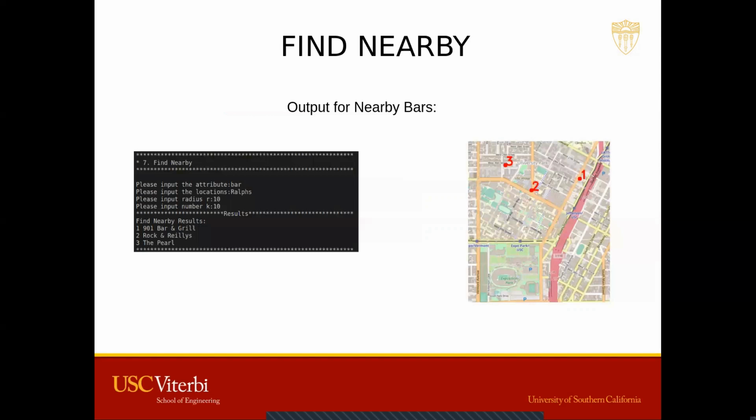This is the output for the Find Nearby function, where we search for bars near Ralphs. We wanted the places near Ralphs for a radius of 10 miles, and we would like the maximum number of results to be 10, but the max we got here is 3.